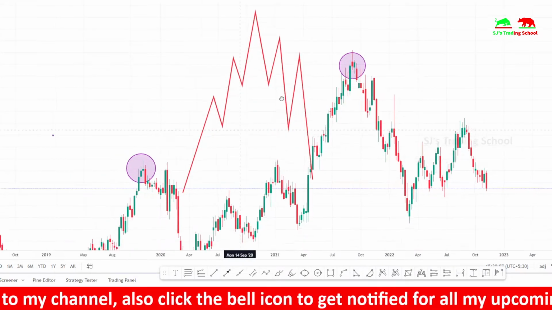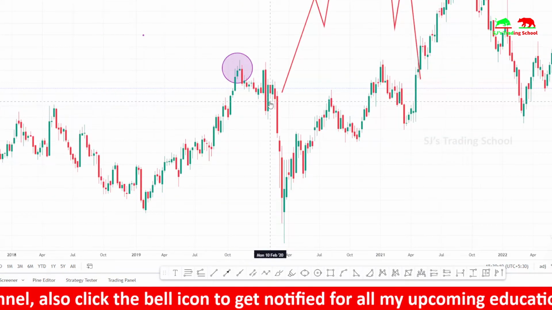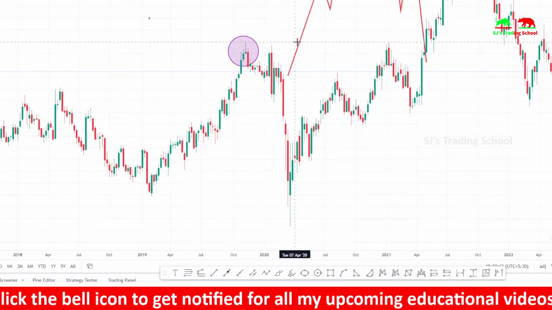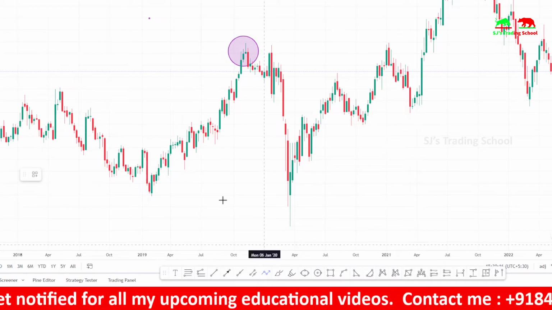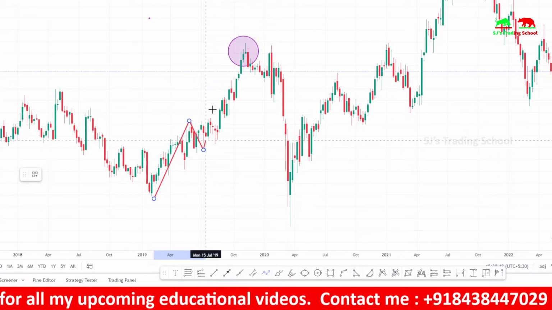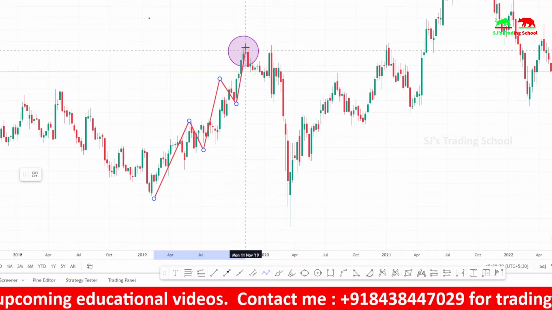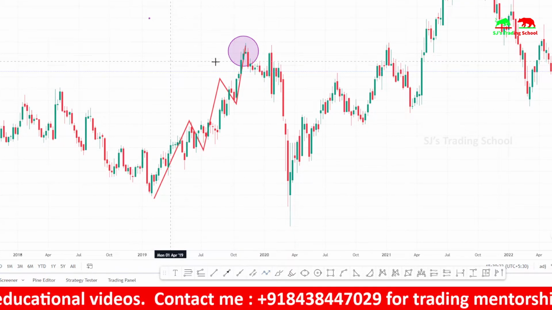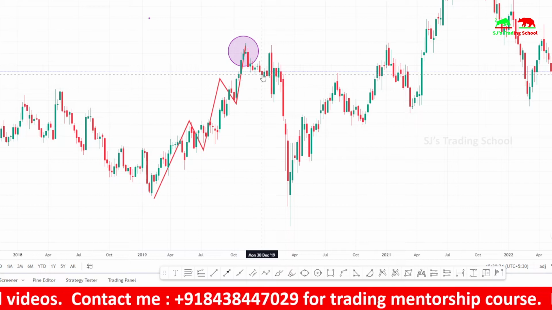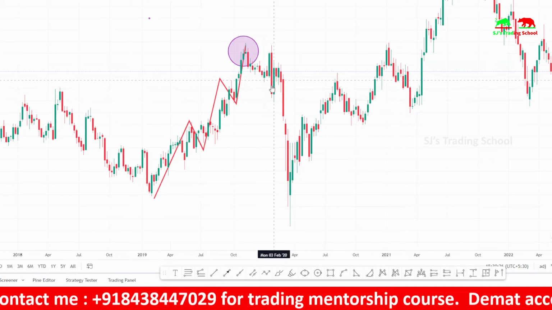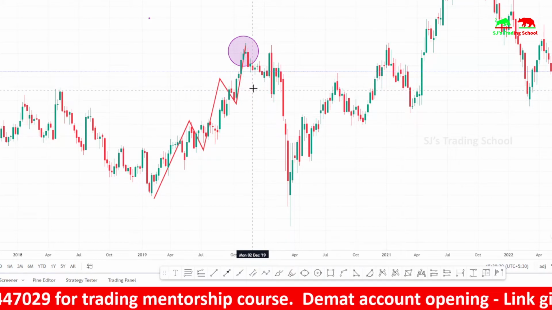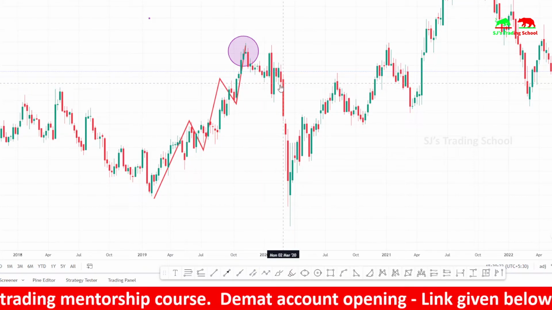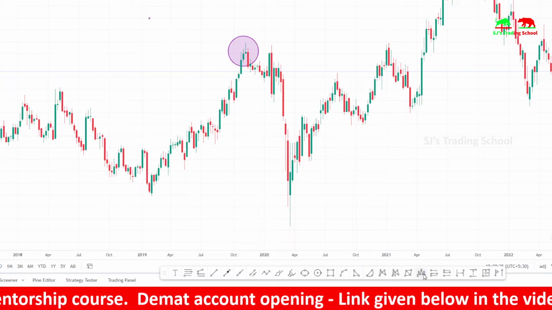And another example is here. You should not consider this as an inverted hammer. This is a shooting star because of the prior trend. Although it's a green candle, you should not consider it as an inverted hammer. This is a shooting star. You can see the risk to reward ratio.